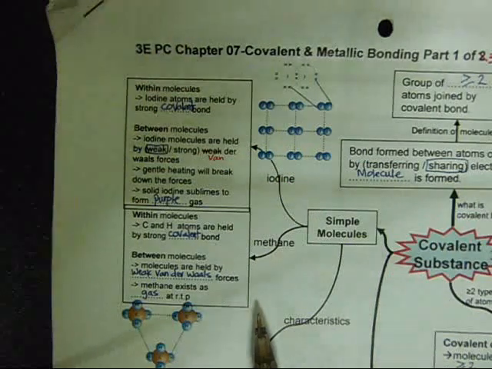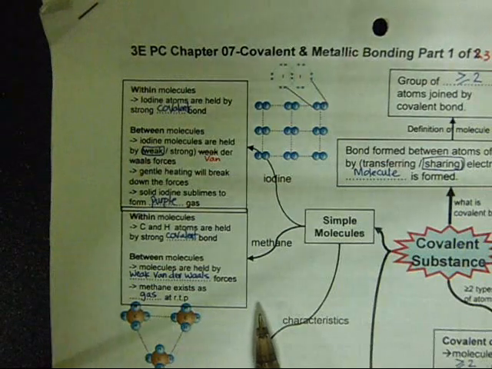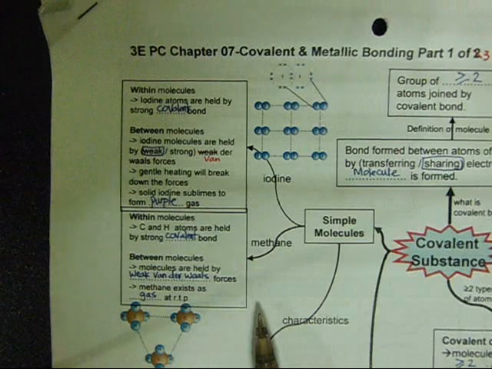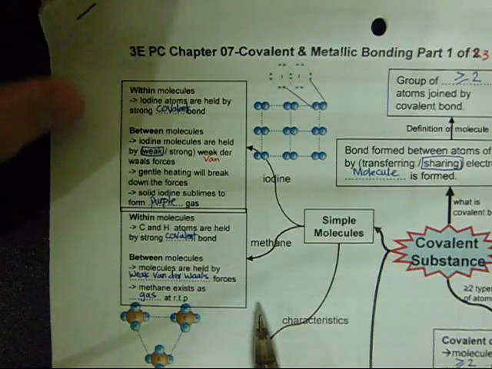So this is true for all the covalent substances. All covalent substances have very low melting point, very low boiling point. Why? It is because of the weak intermolecular forces or weak van der Waals forces between the molecules.